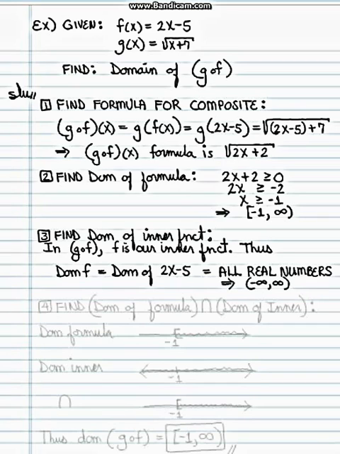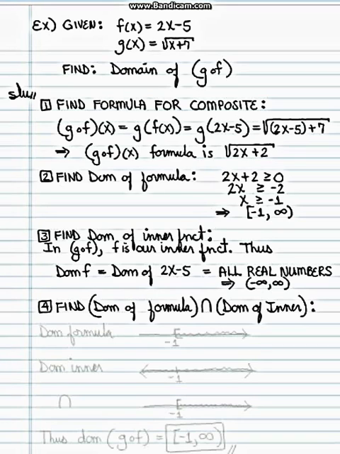Okay, now step 4, I need to find the domain of the two put together. In other words, I'm finding the domain of the intersection of these two, step 2 and step 3. So to do that, I'm going to stack number lines. Find the domain of the formula intersected with the domain of the inner function.